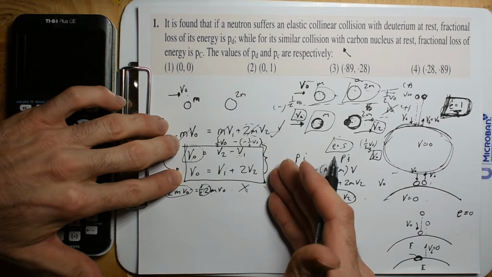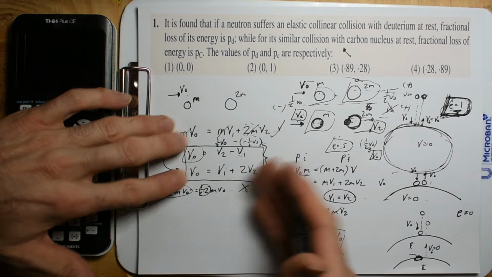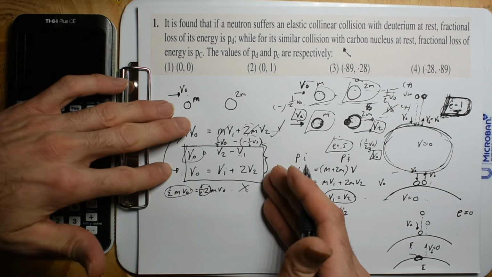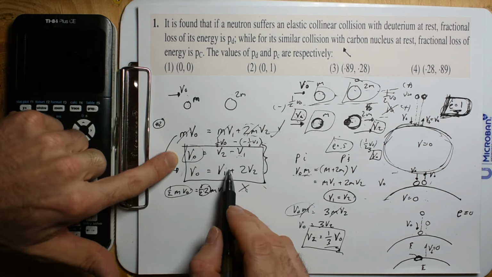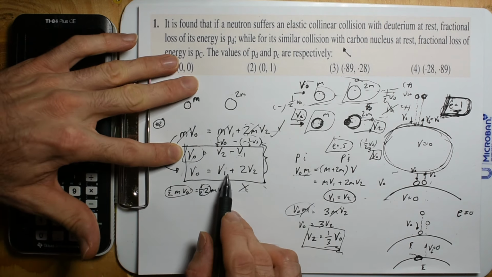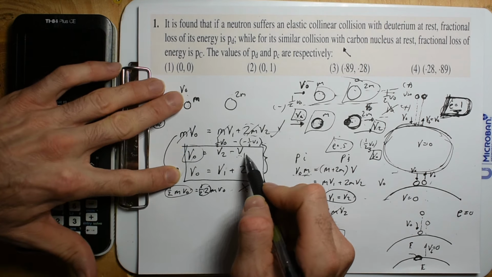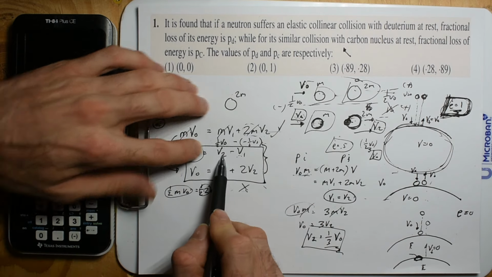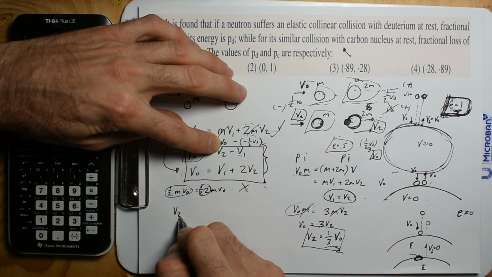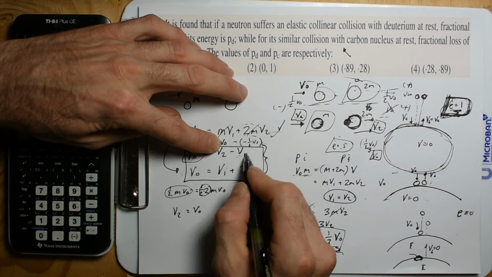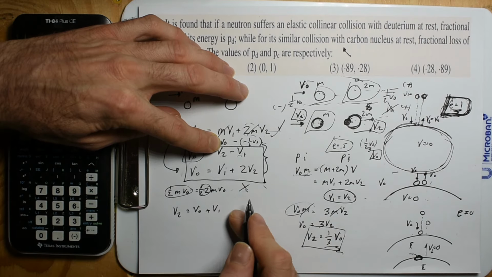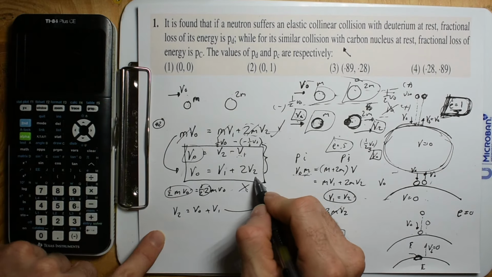We got 2 equations, 2 unknowns, so we can solve for both V1 and V2. So what do you want to solve for first? We could solve for V2 right here. We could say V2 is equal to V naught plus V1. And then we're going to shove this into this equation.